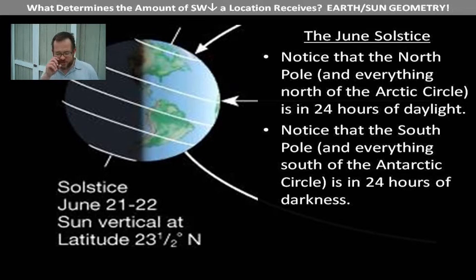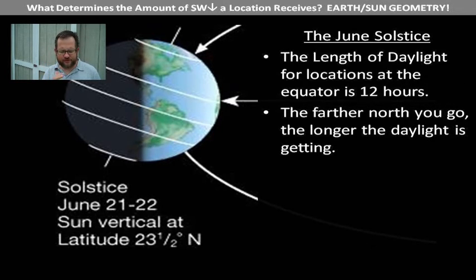Picture the Earth, if this were animated, you could see the Earth spinning there. Notice that the North Pole, and in fact everything north of the Arctic Circle, is in 24 hours of daylight. As the Earth turns on its axis, the North Pole never gets into the side of the Earth that is shaded. And notice that in the same way, at the South Pole and everything south of the Antarctic Circle, you're in 24 hours of darkness. As the Earth turns on its axis, that location will never be facing the lit side of the globe.